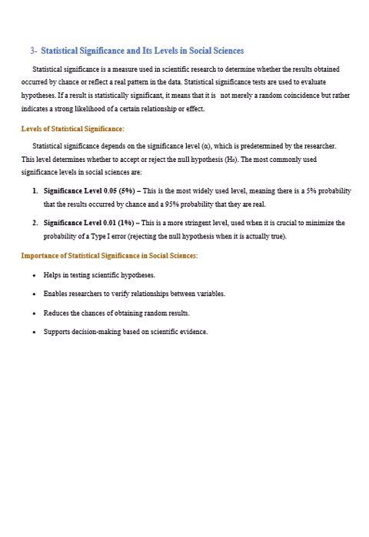Importance of statistical significance in social sciences. Helps in testing scientific hypotheses. Enables researchers to verify relationships between variables. Reduces the chances of obtaining random results. Supports decision-making based on scientific evidence.